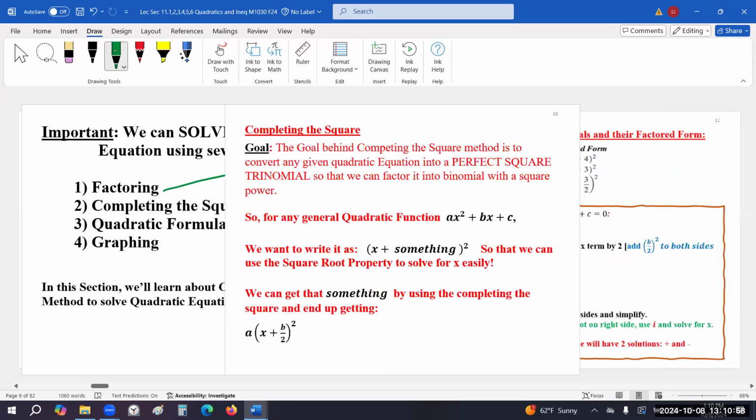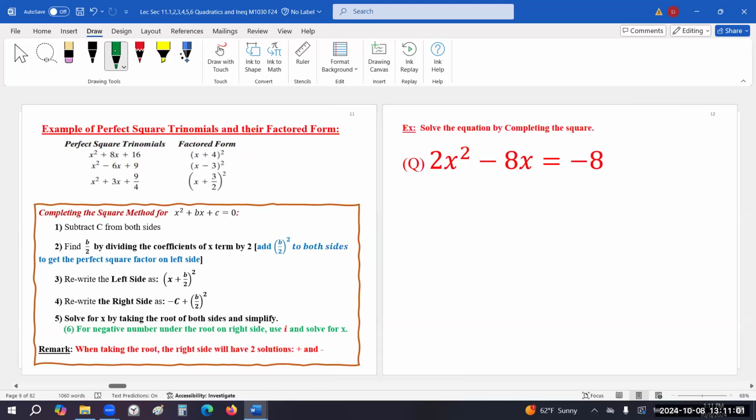Now let's do something in detail. Let's say this is positive 8. Our goal is to solve for x. And we are going to use the complete the square method. Before we even start, do you notice something here? What do you notice? The 2 next to the x. All the coefficients are even, so we can divide all of them by 2.